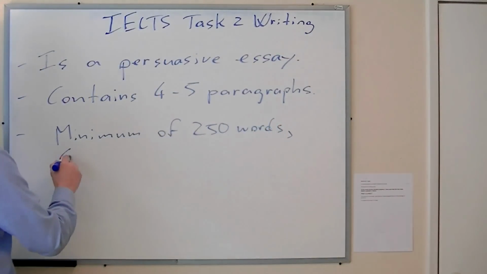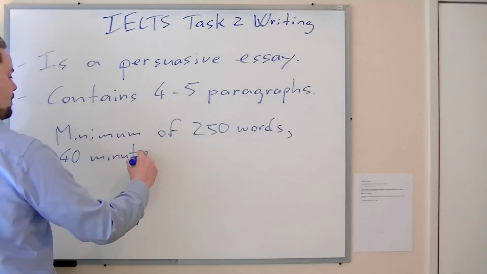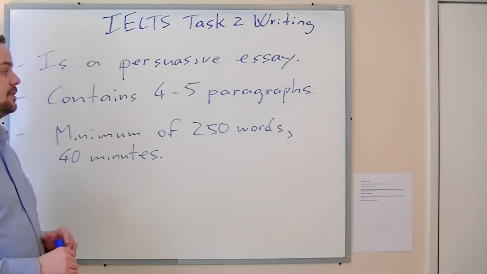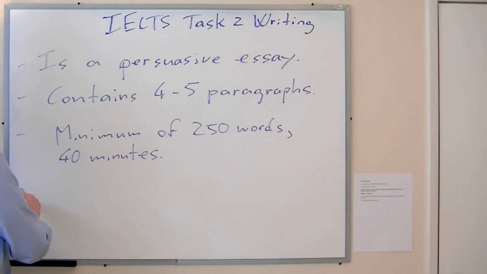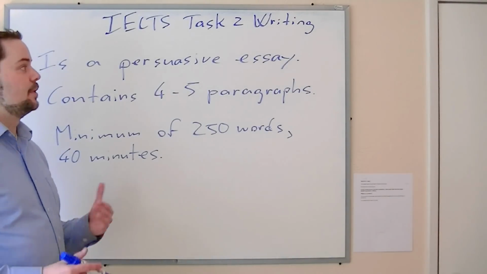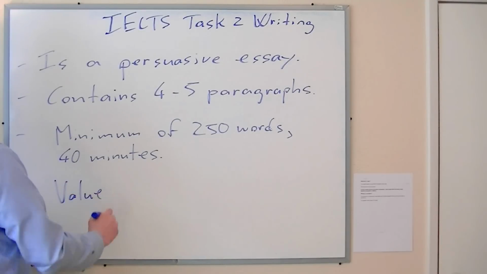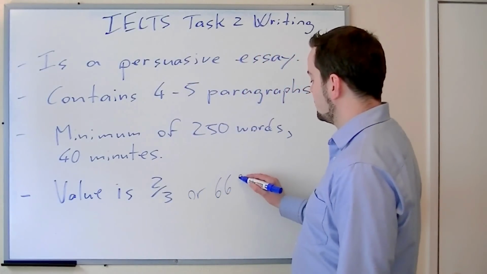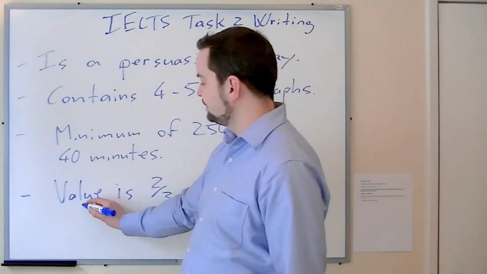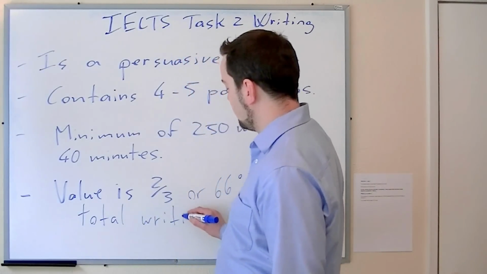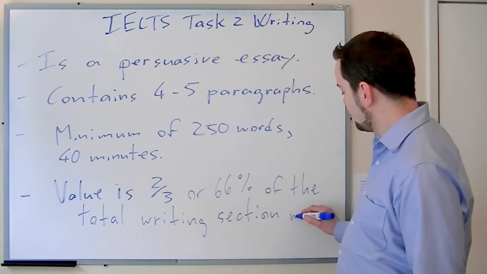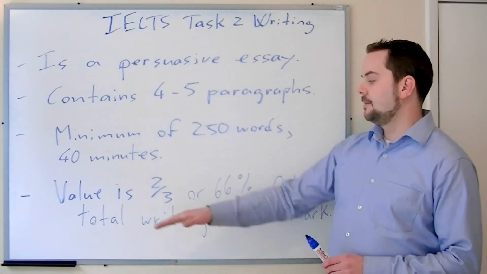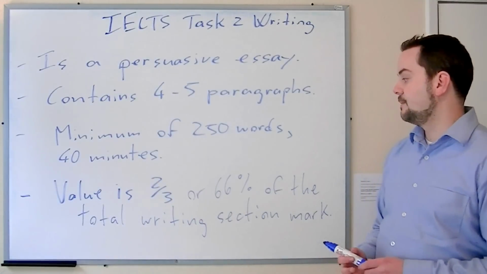You have 40 minutes for this. And of course, in that 40 minutes, you should try to make sure that you have a few minutes to plan during the beginning and then a few minutes to check during the end. And the grade for Task 2 in the writing section is about 2/3. So value for the writing section is 2/3, or you can think about it as 66% of the total writing section mark. Okay, which makes sense because it's 40 minutes for this task, and for Task 1 it's 20 minutes, so that's a clear sign of why it's a 2/3 mark for this assignment.